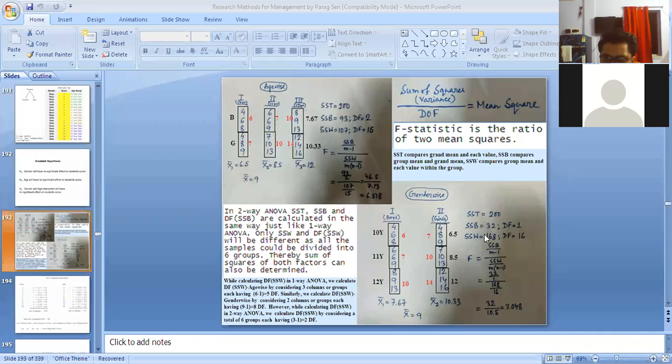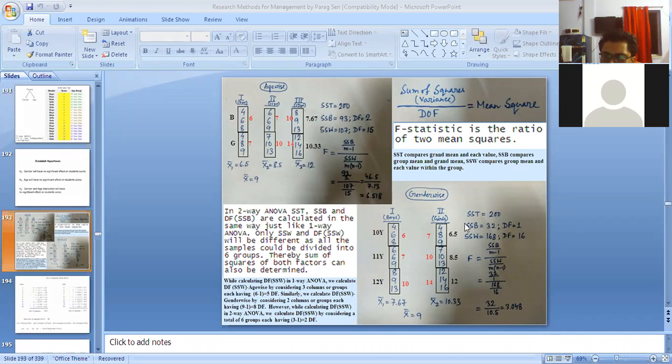Then you will calculate sum of square between. Suppose in this particular case you are not considering the age wise, if you consider the one way ANOVA. You are not interested to consider the age, you are only interested to consider the gender. In that case your sum of square between will be 32 and degrees of freedom will be 1. Why will degrees of freedom be 1? Because there are two rows, two genders, so 2 minus 1, the degrees of freedom will be 1, and sum of square between is 32.